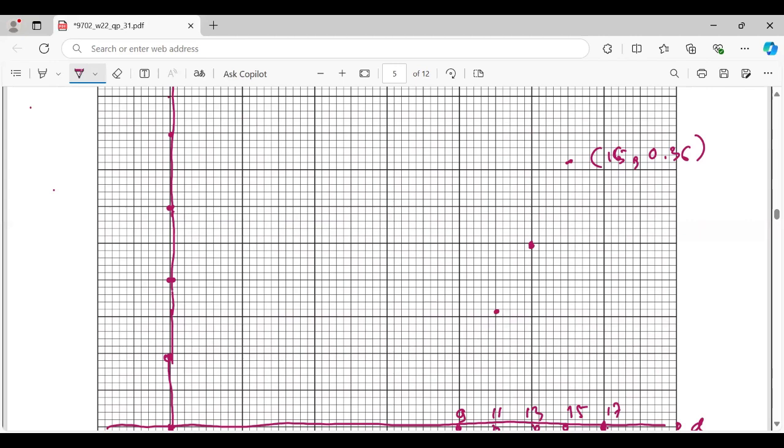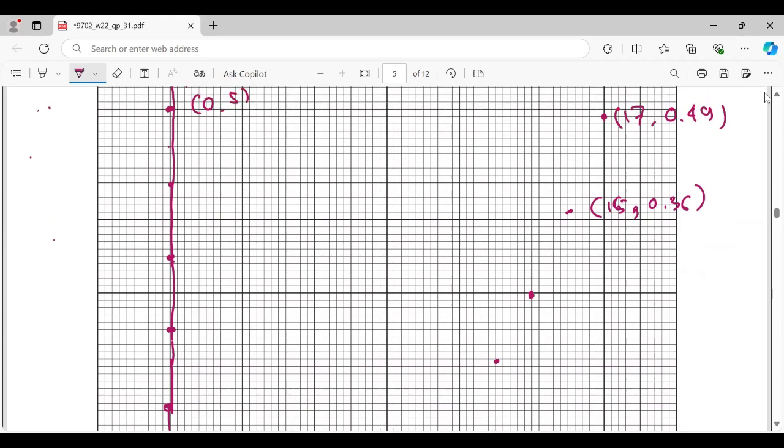Then 9 and 0.16 as well. 9 and 0.1. Yeah, 0.16 around here. So, we can find connecting all coordinate points like this. It's a straight line.